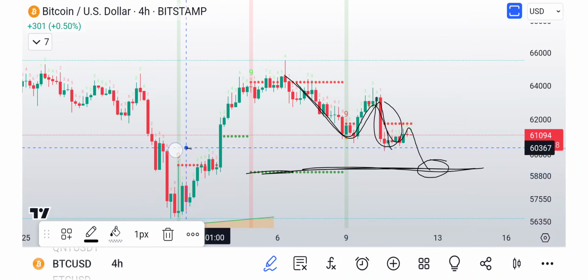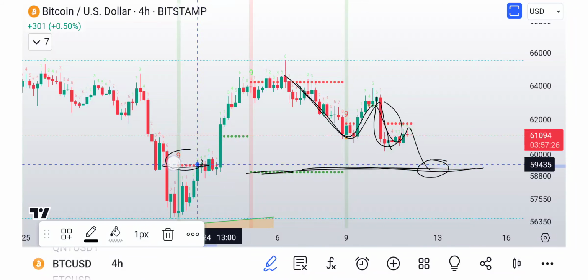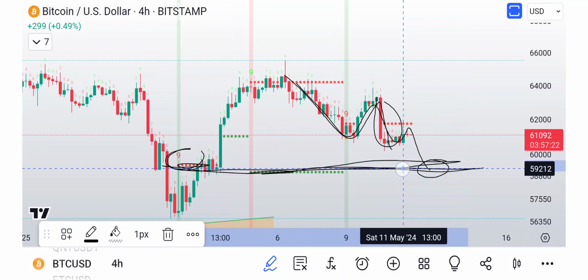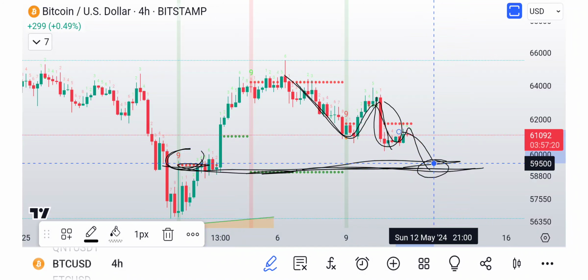And we also have this 9 here. So we could come back down and backtest this 9 down in here. And if we do get down in here, it's going to look a lot cleaner, right? And we still have Saturday and Sunday before that weekly close occurs.